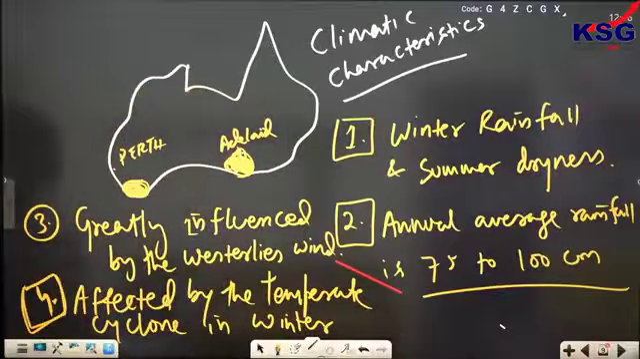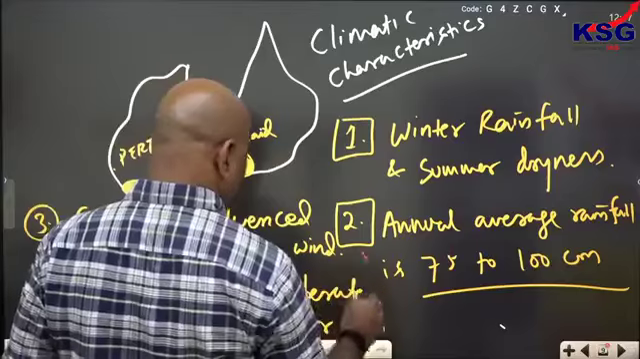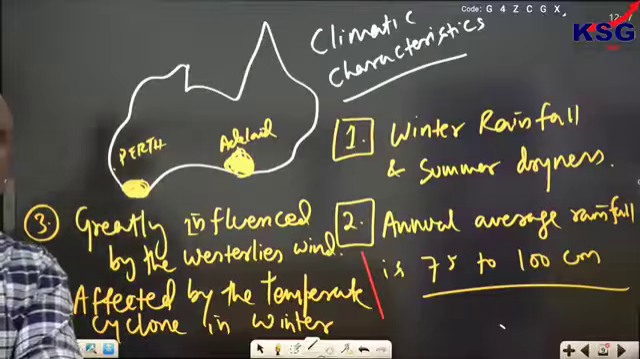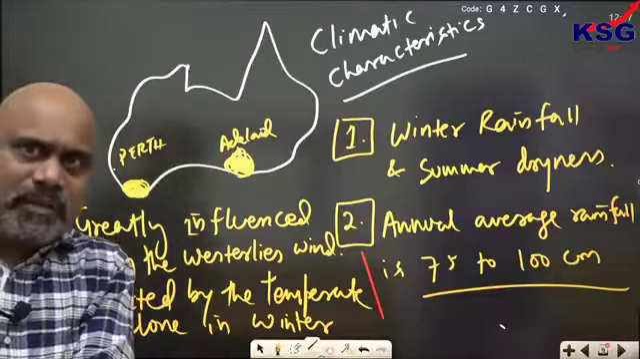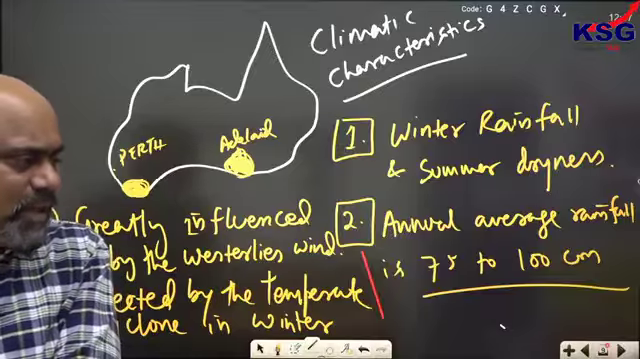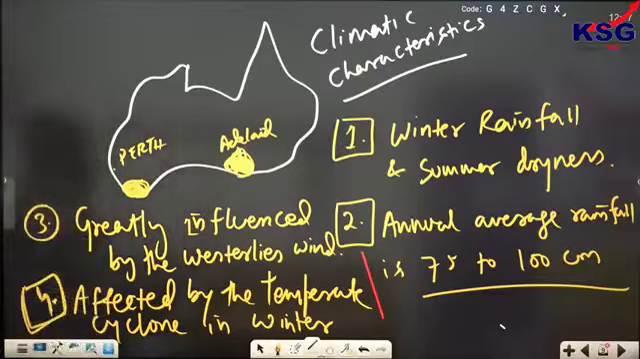Affected by the temperate cyclone in winter. In winter season, there is influence of the temperate cyclone also. I hope you got what I am saying. Because of the temperate cyclone, they have rainfall, cyclonic rainfall in these regions. Cyclonic rainfall is due to the impact of the temperate cyclone.